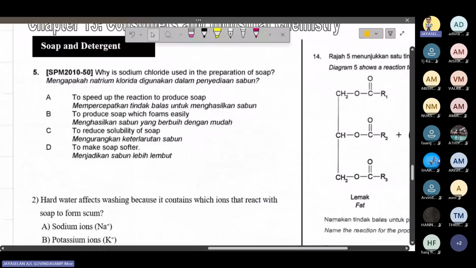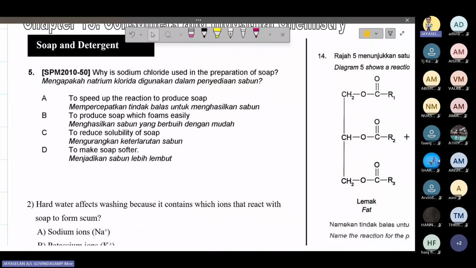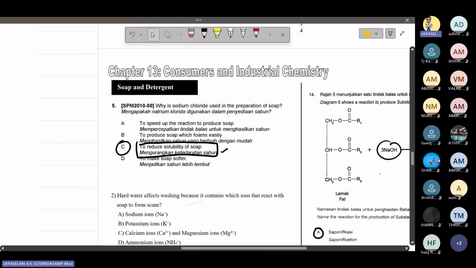What is the purpose? Why is sodium chloride used in the preparation of soap? So the answer will be what? To reduce the solubility of soap, so that you can get the maximum amount of soap. Any question? Okay, no question?